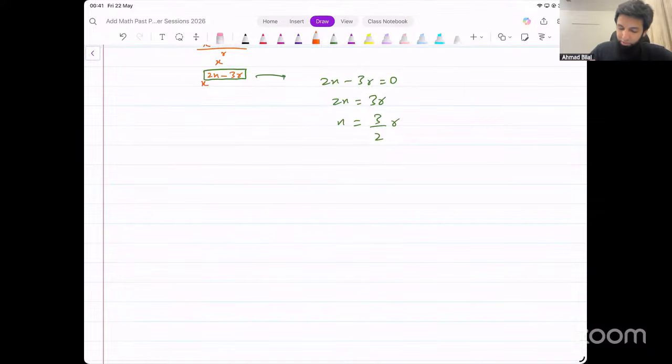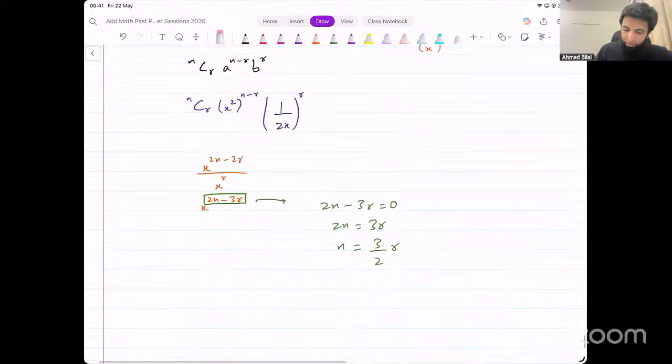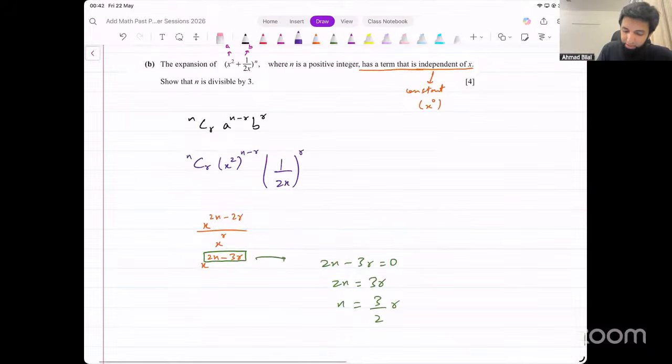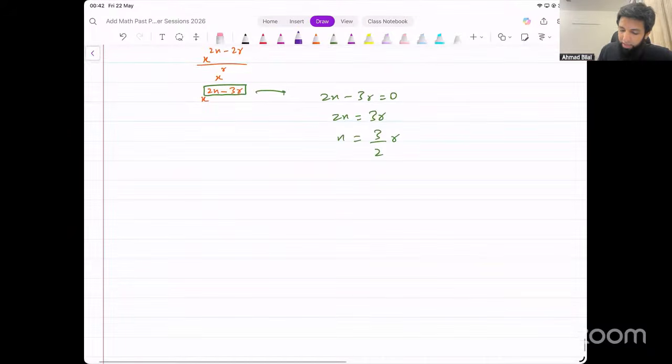Okay. So now make sure that you're following this logic. Remember, n is an integer. n is an integer, and r is also an integer. Now, n is turning out to be 3 over 2 times r. How can n be an integer? Is there any restriction on r for that?